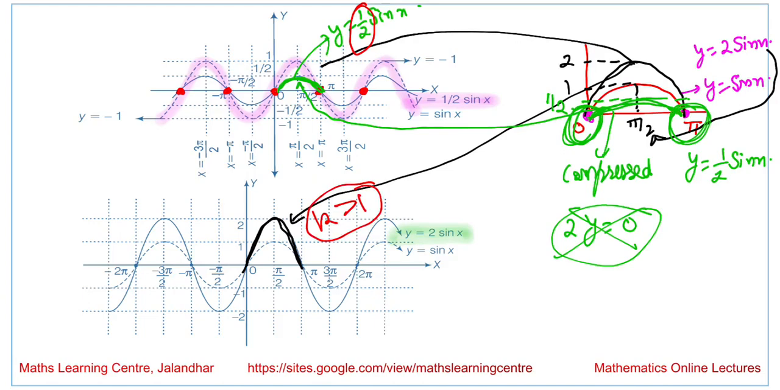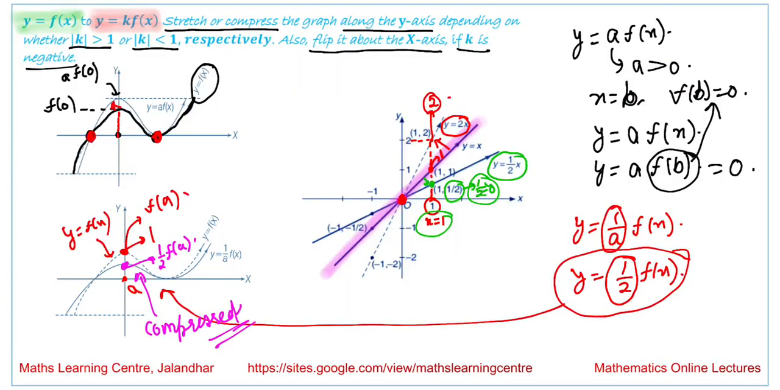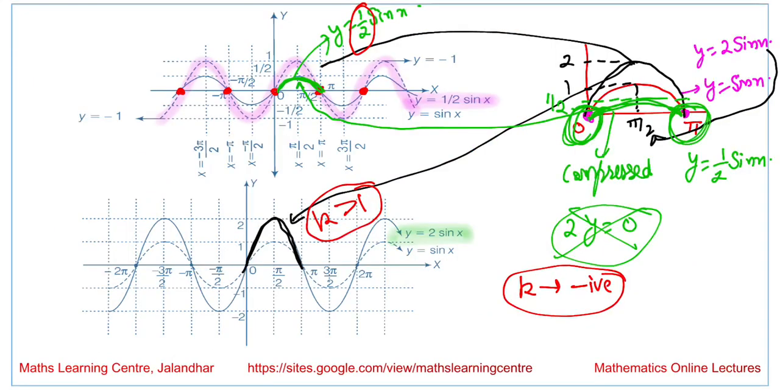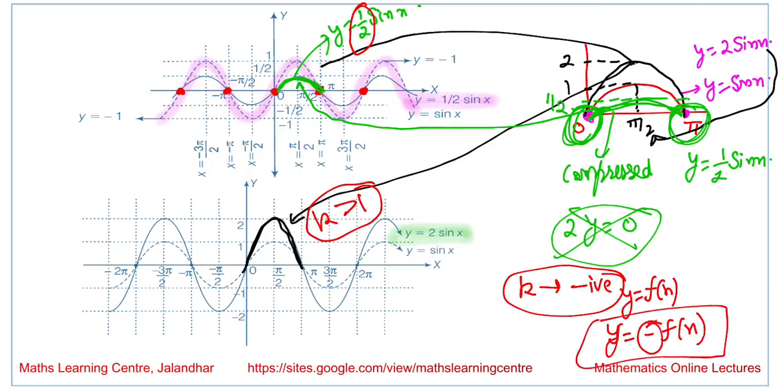Another thing that we have already mentioned is that if the value of k is negative, then we have to flip the graph about the x-axis. This case we have already studied when we were talking about y is equal to f of x, and y is equal to minus f of x. This minus is basically minus of 1.